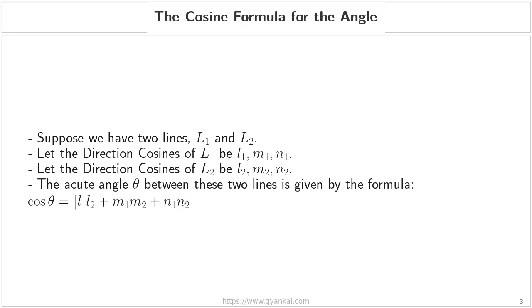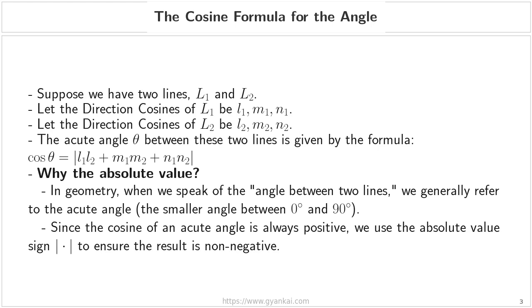The formula to find the acute angle theta between these two lines is quite elegant. Cosine of theta equals the absolute value of L sub 1 times L sub 2 plus M sub 1 times M sub 2 plus N sub 1 times N sub 2. Now, you might be wondering, why do we include that absolute value sign? This is a very important detail.